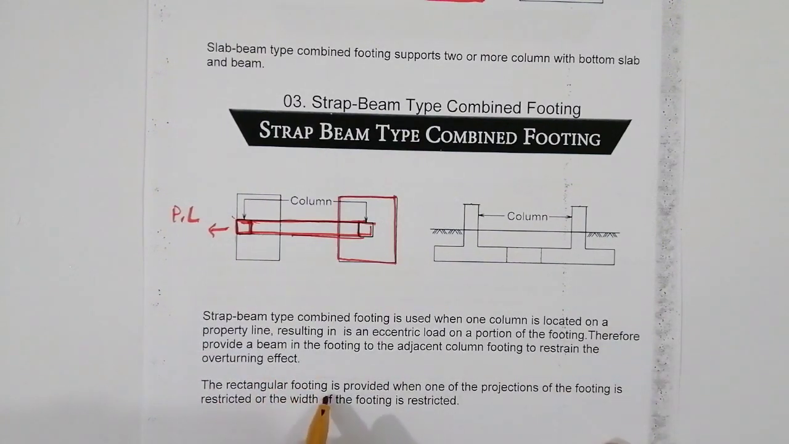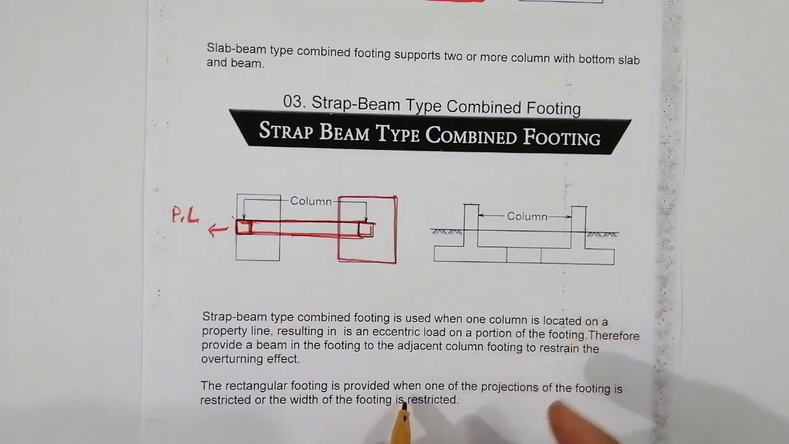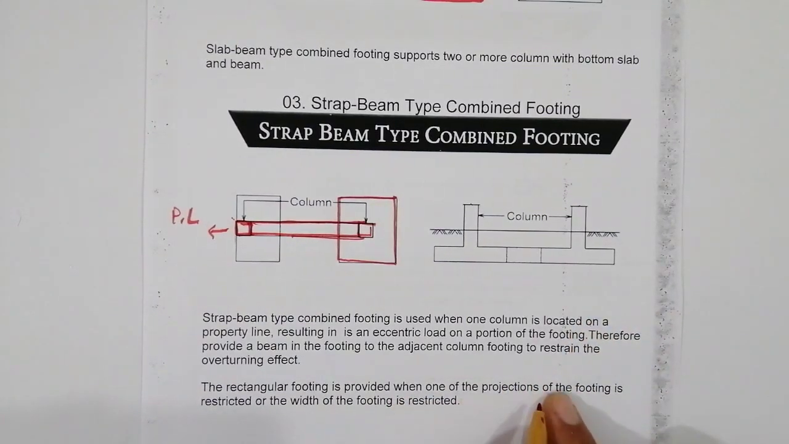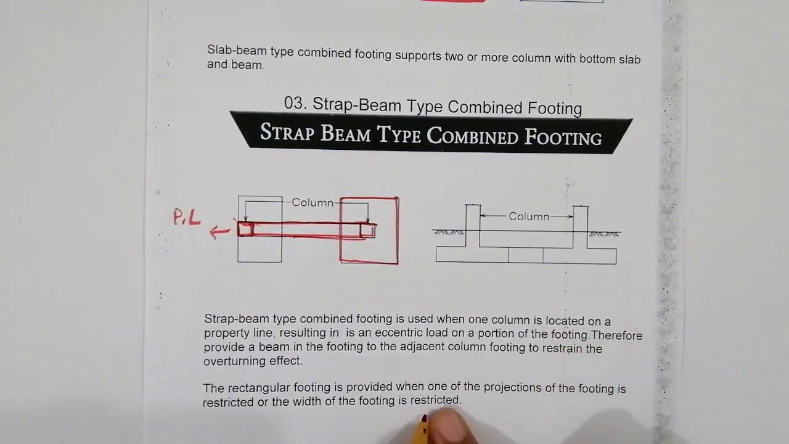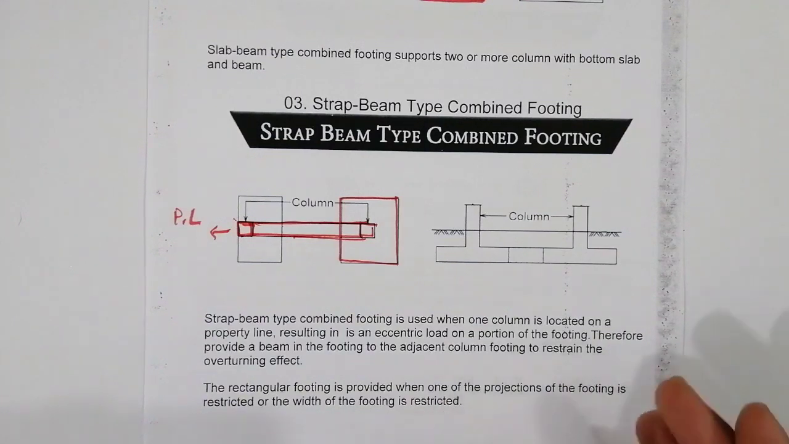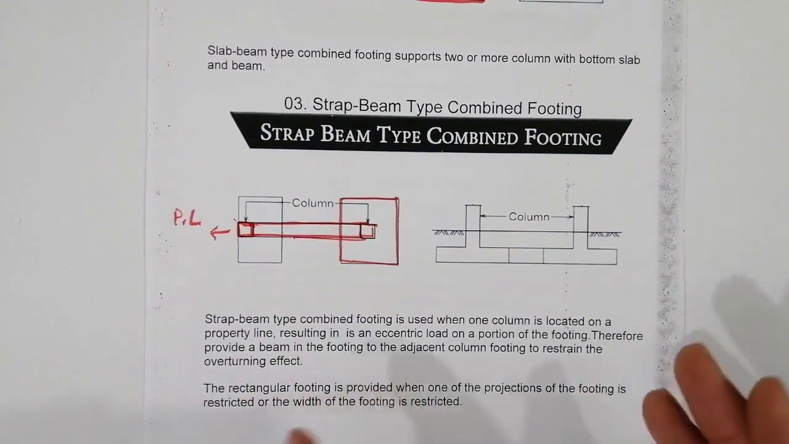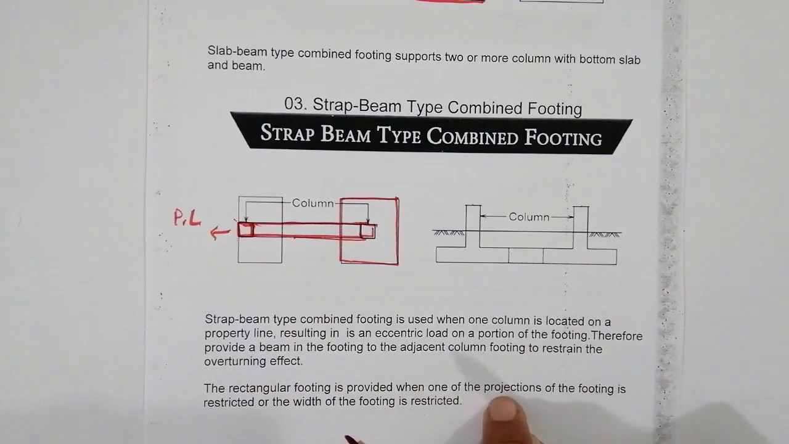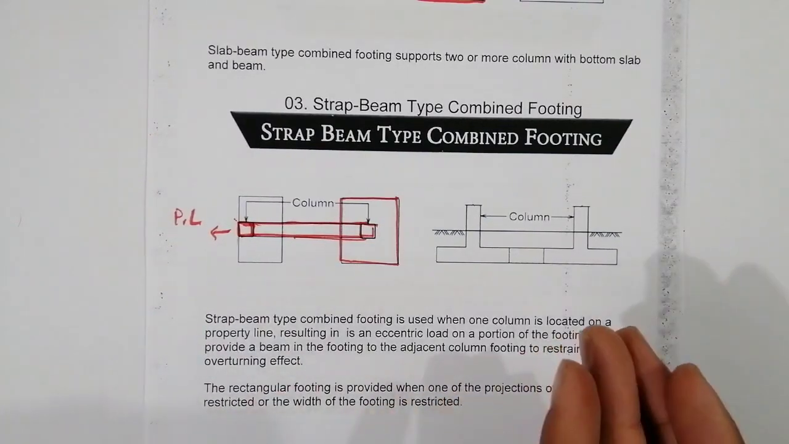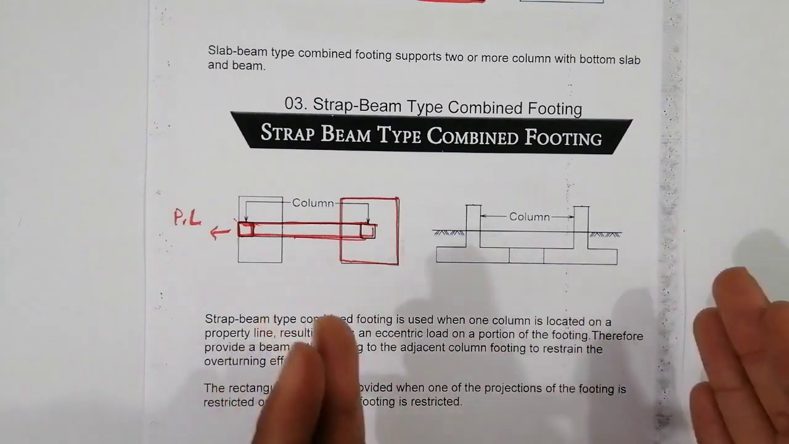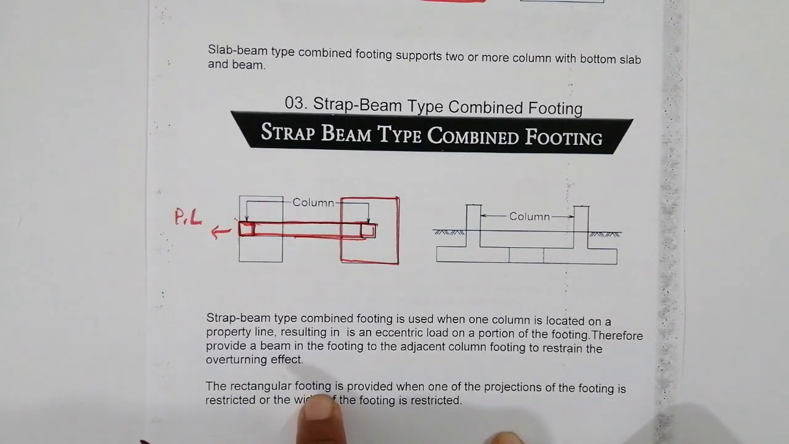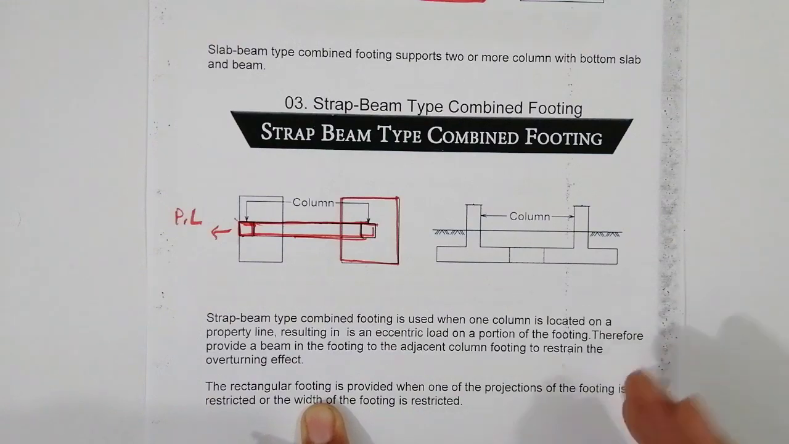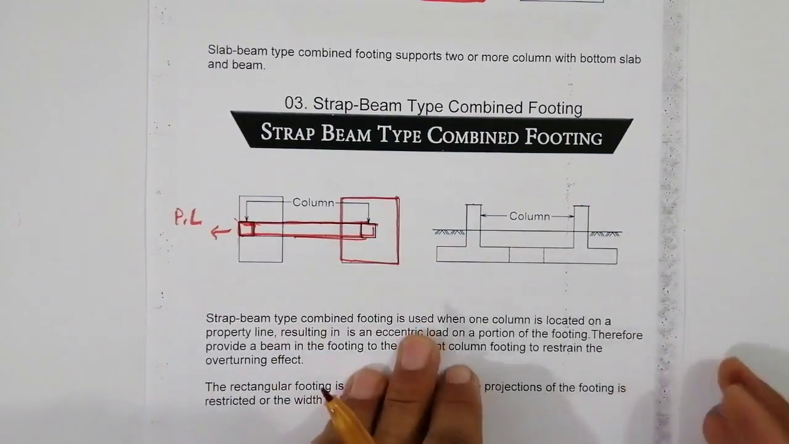Now guys, the rectangular footing is provided when one of the projections of the footing is restricted or the width of the footing is restricted. Therefore we provide rectangular footing. So due to the width restriction we make a rectangular footing, because it will not make problems on the construction site. So therefore we provide rectangular footing.